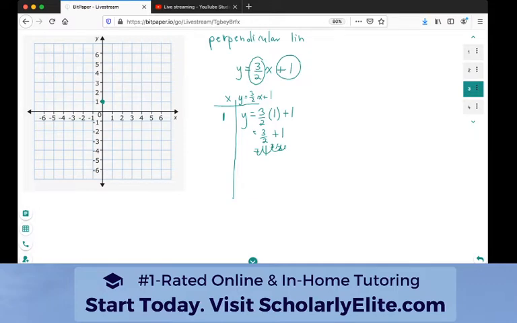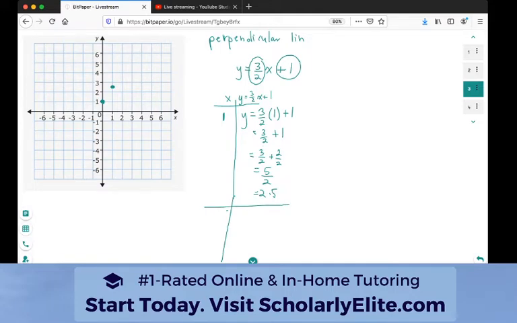Oh, no, sorry, my bad. We're going to make it a common denominator, which is 3 over 2 plus 2 over 2, and we're going to get 5 over 2, which is another way of saying 2.5. So I know that 2.5 is one of my points here. So at x equals 1, 2.5 is the y. Cool.